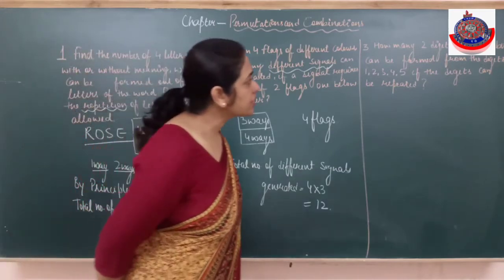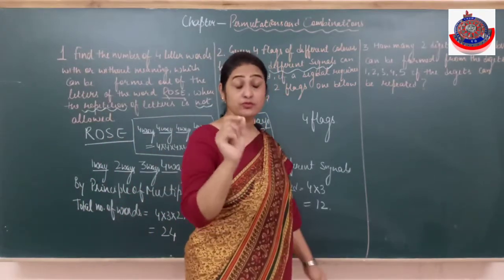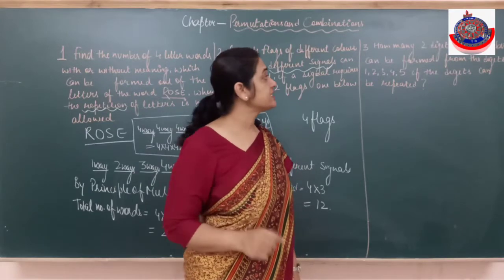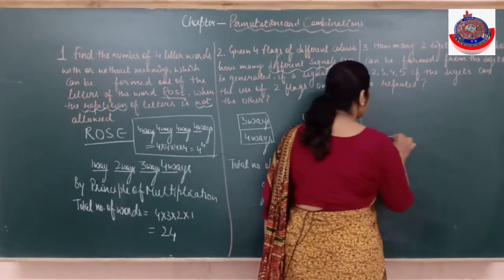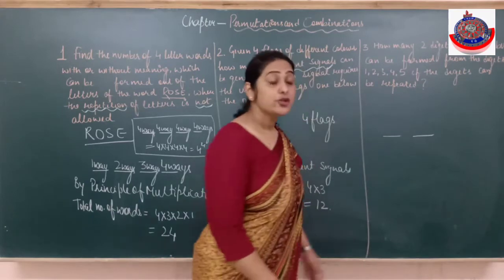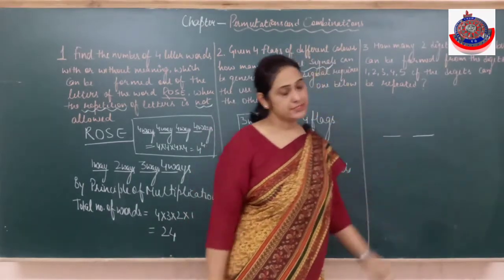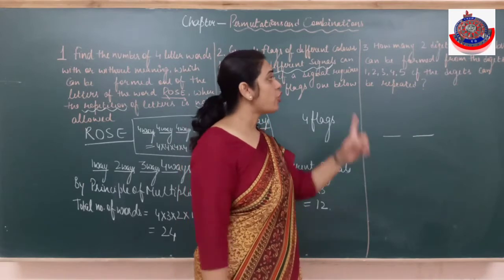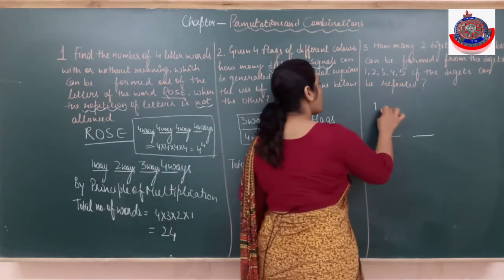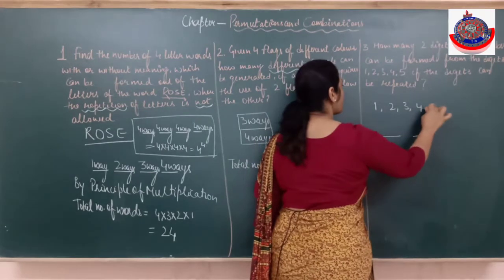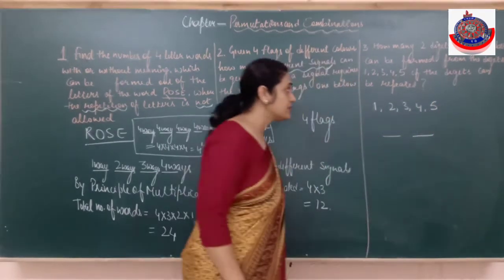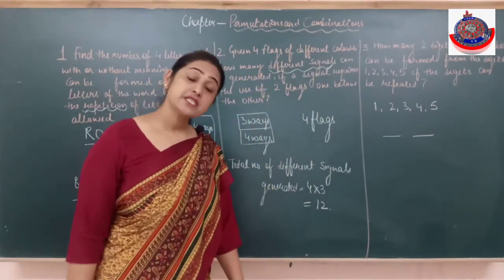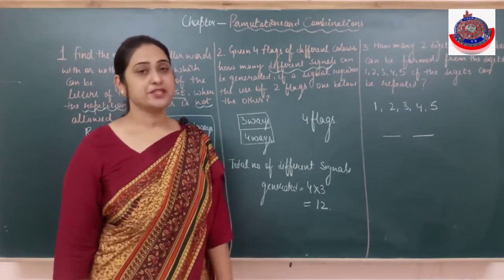How many 2-digit even numbers can be formed? You have to be careful what is written there. It is 2-digit. That means I have to fill 2 places. I have to form a 2-digit number, 1's place and 10's place. Clear? 2-digit even numbers can be formed from the digits 1, 2, 3, 4, 5. I have 5 choices of the numbers if the digits can be repeated. If the digits can be repeated.